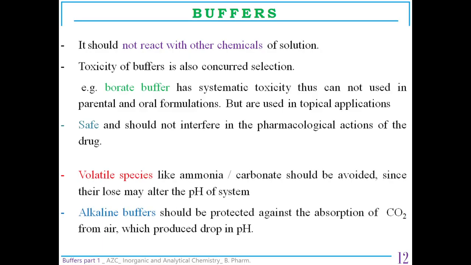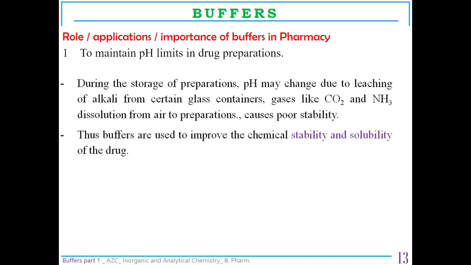Volatile species like ammonia or carbonate should be avoided, since their loss may alter the pH of system. Alkaline buffers should be protected against the absorption of CO2 from air, which produces drop in pH. Role of buffers in pharmacy. Buffer is used in pharmacy for various purposes. First role of buffer is to maintain pH limits in drug preparations.